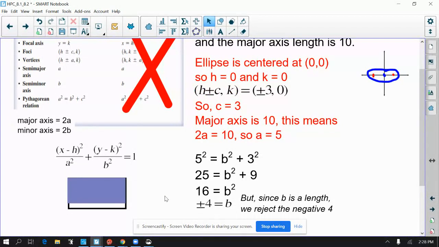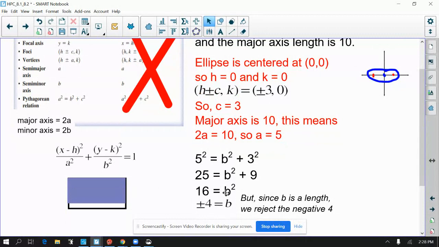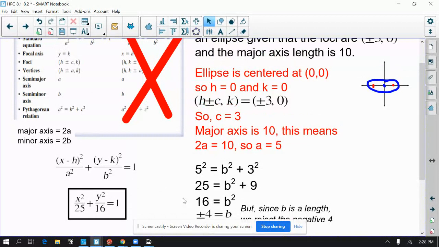But I don't really care about b because I have to find the equation and look at the equation. My equation requires h and k, which I know are 0 and 0. It requires a squared, so a squared is 25. And it requires b squared. So I really didn't have to take the square root. I could just stop right here. B squared is 16. So I plug in all my values and I get this. So this is the equation. This has two foci of +3, 0 and -3, 0 with a major axis length of 10.